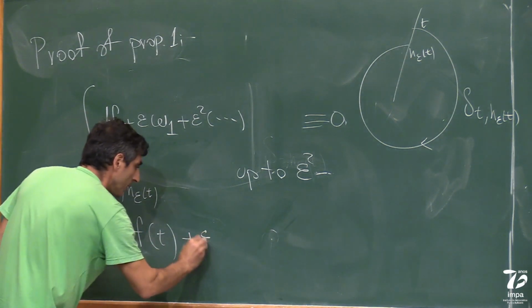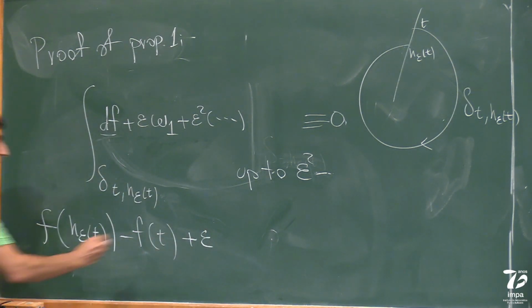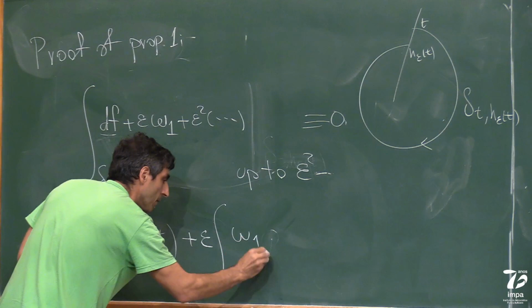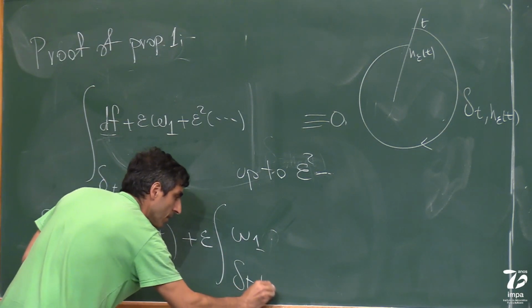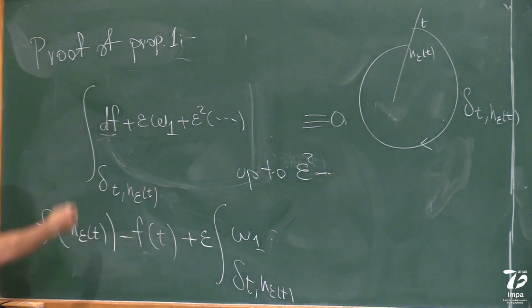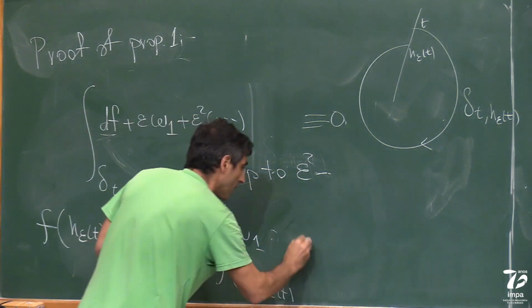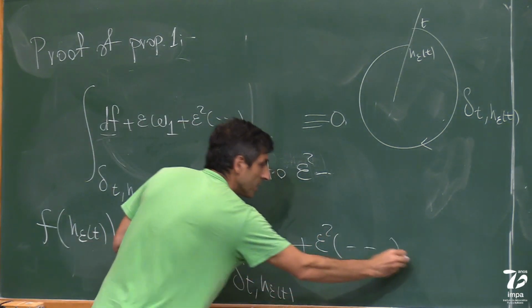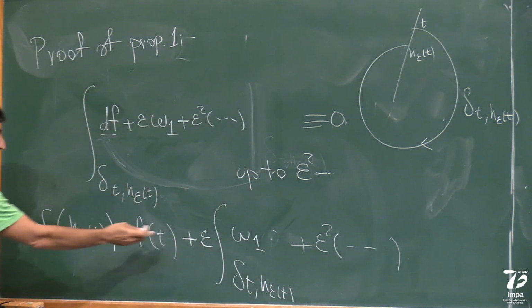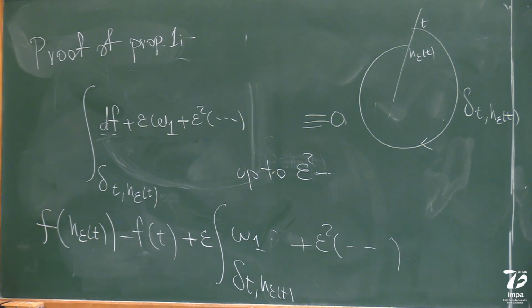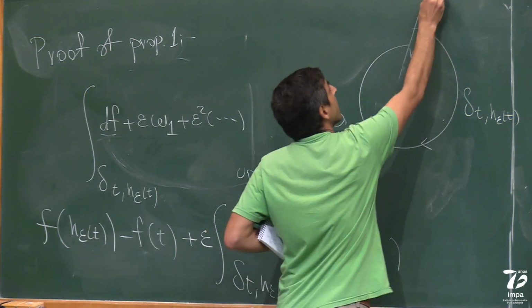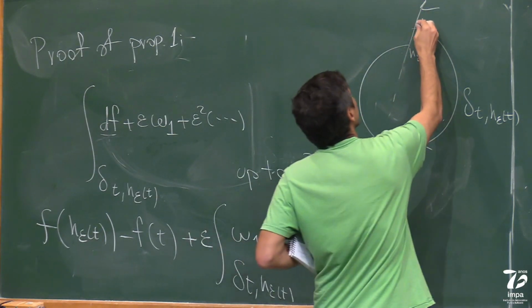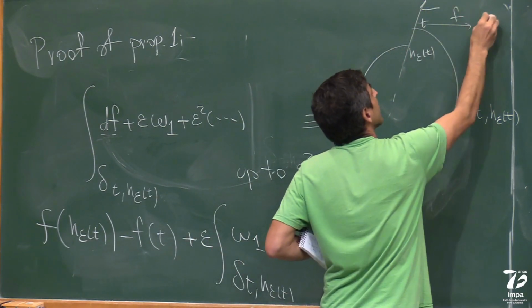Then plus epsilon integral omega 1 delta t epsilon t. And the rest of the terms have epsilon squared and so on. I don't care. At the end, I will compute the coefficients. But remember that I told you to parameterize this transversal section by the image of f.